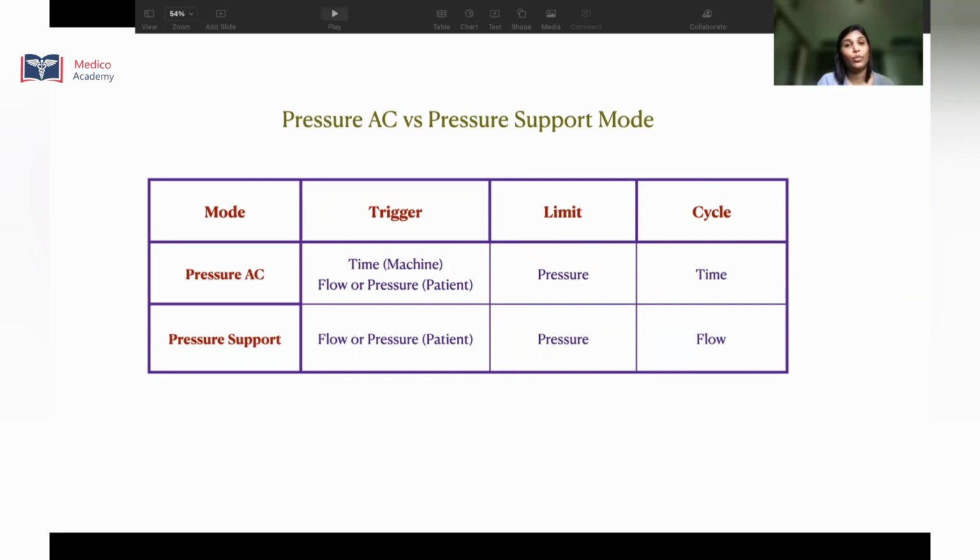But in a pressure support mode, since the patient is in control of whatever is happening, the patient decides the respiratory rate. So it is the flow that cycles from inspiration to expiration. When the flow decreases to a particular percentage of the peak flow, the ventilator cycles back to expiration.